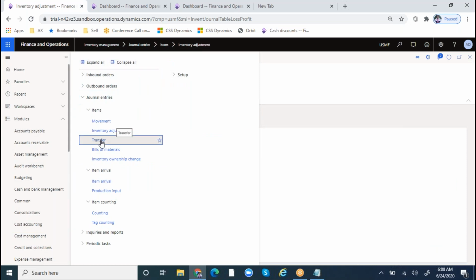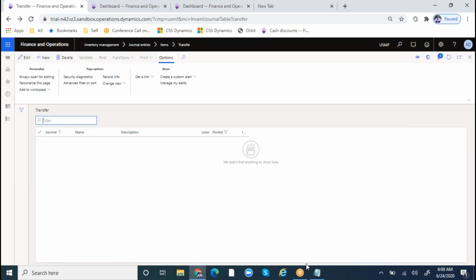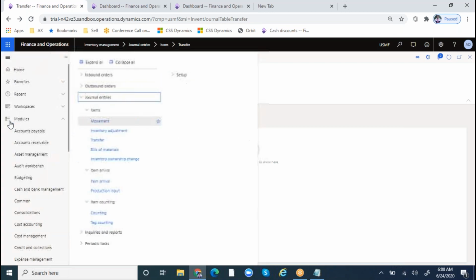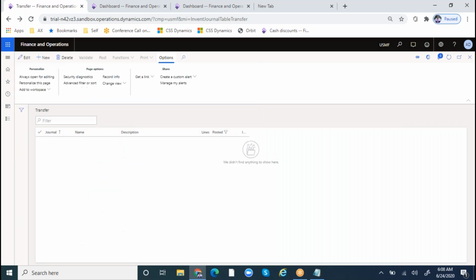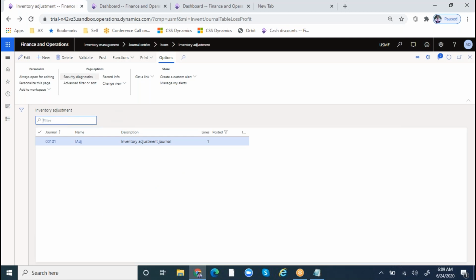Now the third one, the transfer journal. Good morning, Satya. So for inventory adjustment, we need not give an offset account. No, only for the movement journal do we need to enter the offset account, because that is for opening stock. For the remaining journals it is not required. In the inventory adjustment journal, the system will automatically capture the debits and credits.